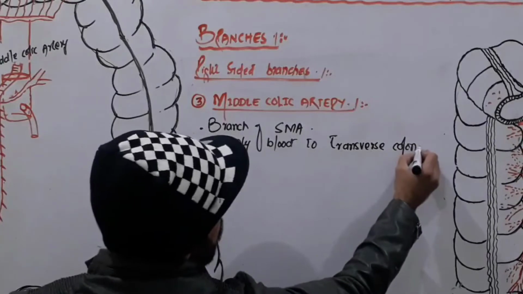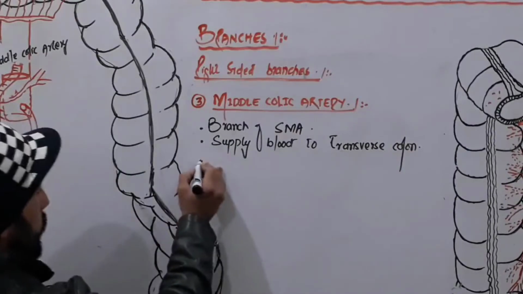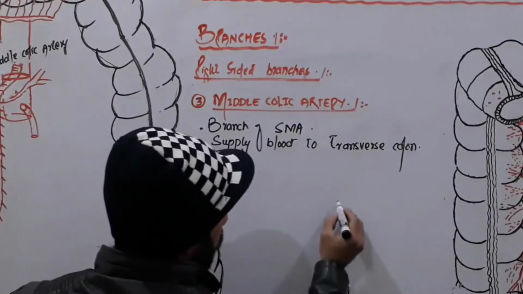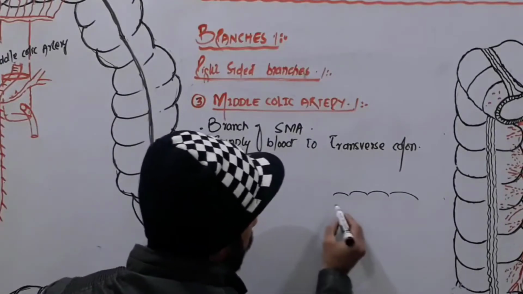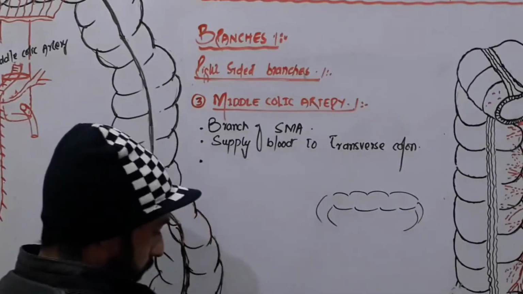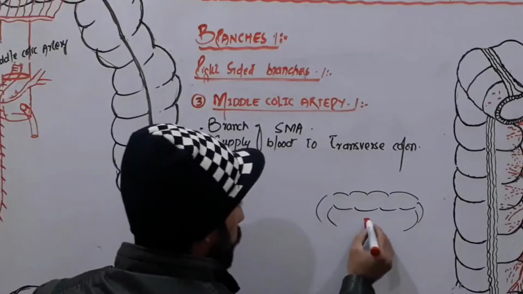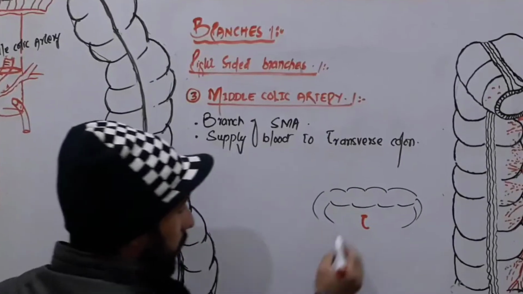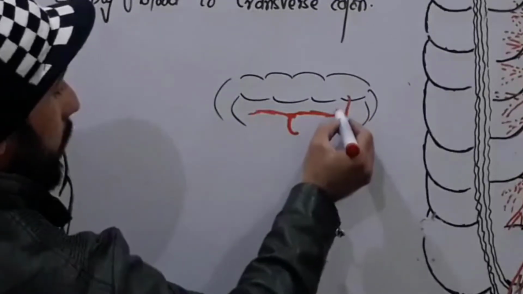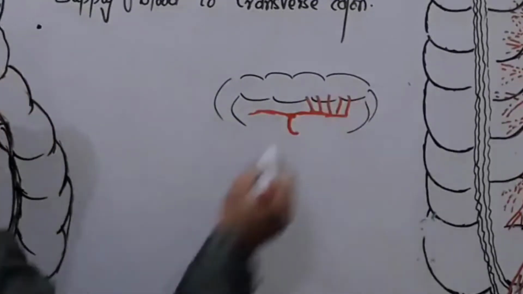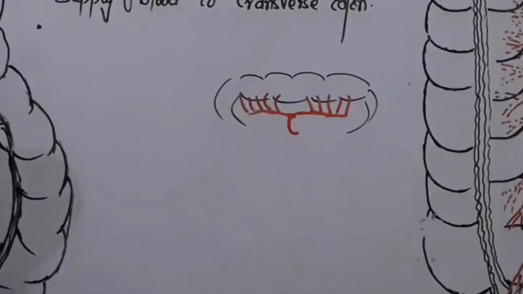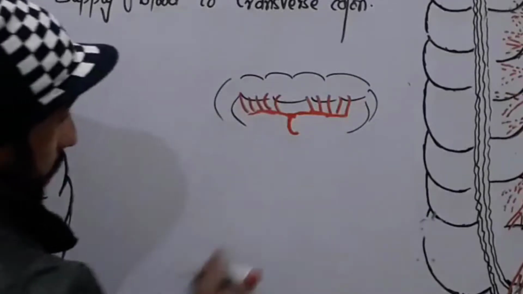And the next important point about it: when this artery is going up, look carefully, if this is our transverse colon, and this is descending, then when this artery comes towards the transverse colon, it divides into a right and left branch. The left branch supplies blood to the left side of the transverse colon, and the right branch supplies blood to the right side of the transverse colon. Look carefully, friends. Look what I am going to tell.